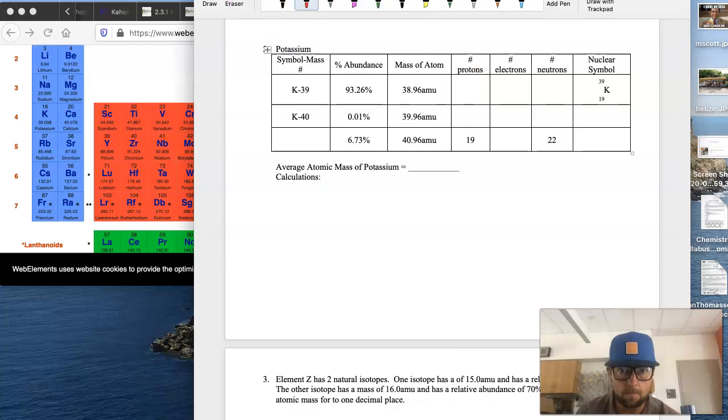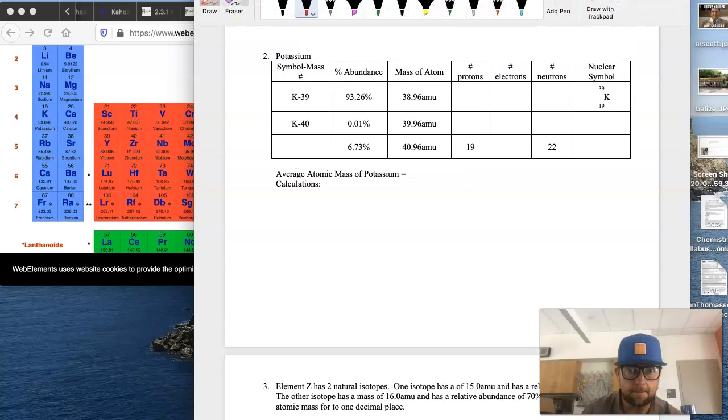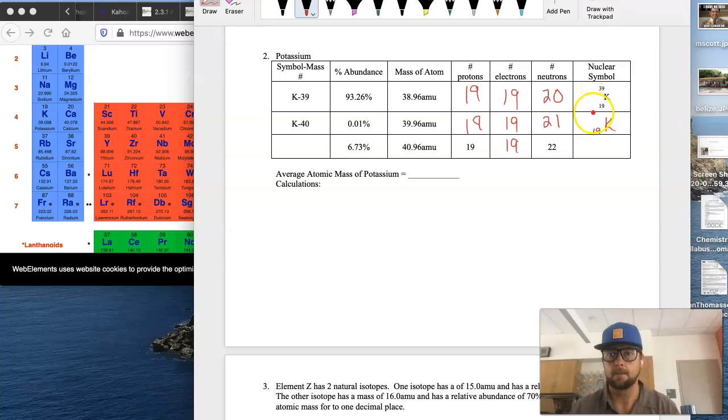All potassium atoms have 19 protons, so that should be relatively easy. And then we're going to assume a neutral atom, so it'll have 19 electrons. So what's different about each isotope is the number of neutrons. If it's K39, potassium 39 is going to have 20 neutrons. K40 is going to have 21, so our symbol needs to reflect that. 19 and 40. If it's got 19 protons, it has to be potassium.